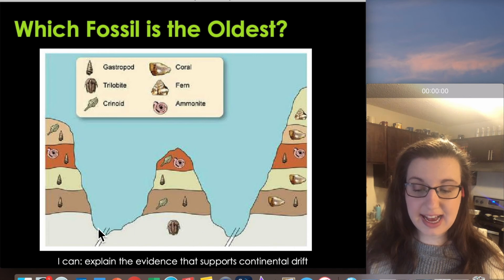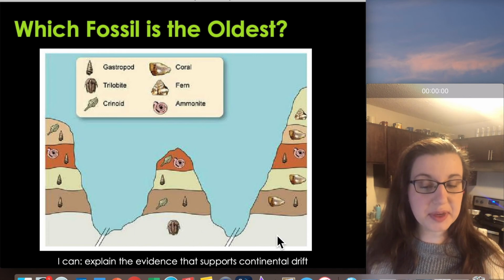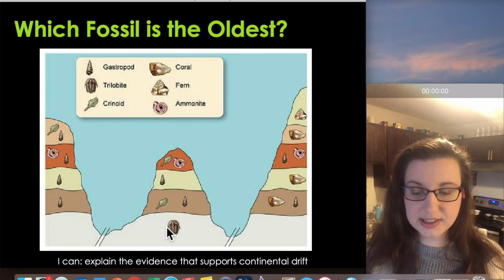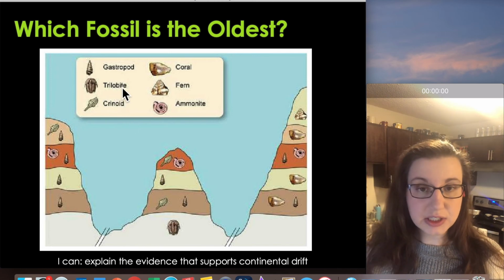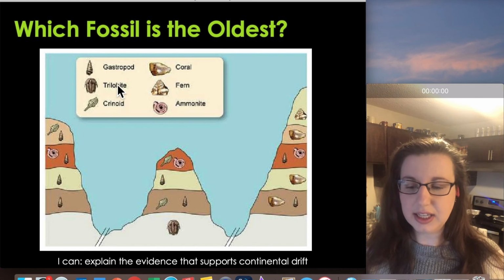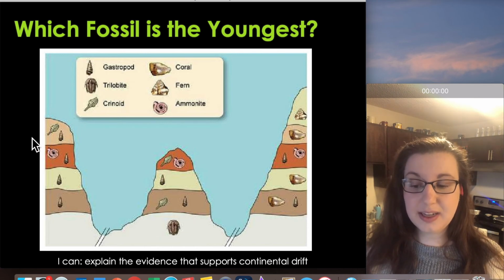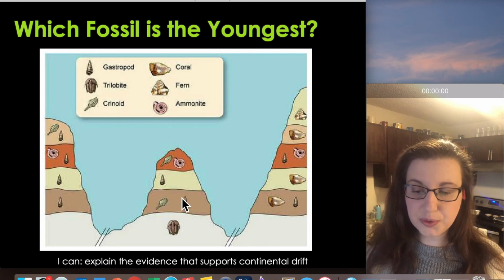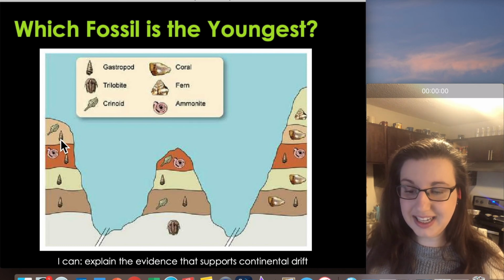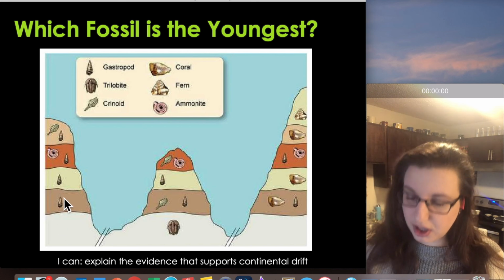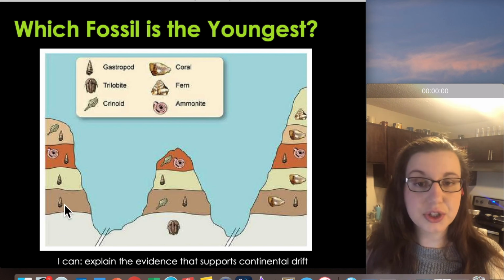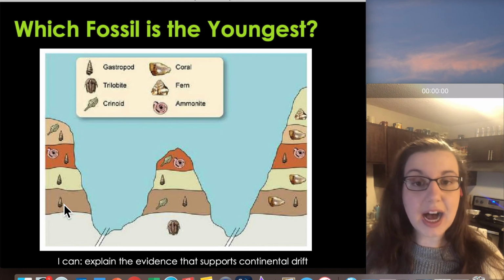So we have this absolutely bottom rock layer, and because of superposition, we know this is the oldest. Only one fossil is here, so we know that the trilobite is the oldest. Then which one is the youngest? This one's just a little bit harder because as we go through the rock layers, there are some like the gastropod. You can find it up here in the top layer, but you can also find it down here in the second to oldest layer. So that's probably not the youngest.